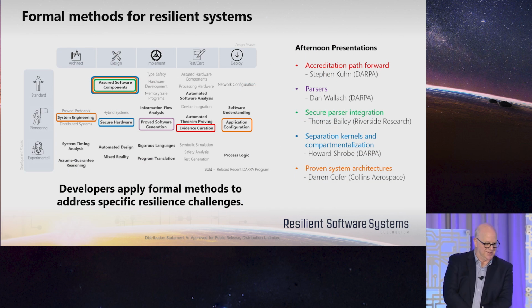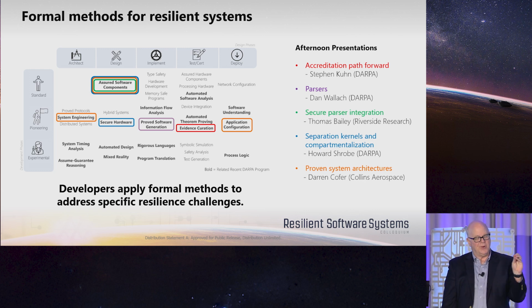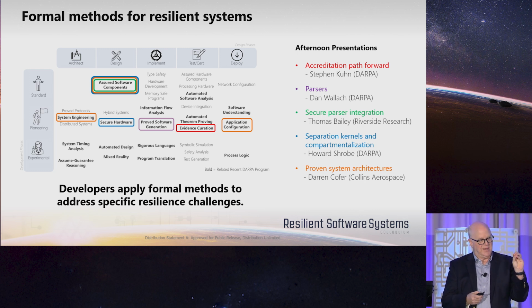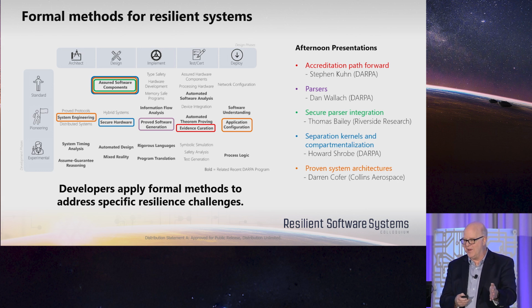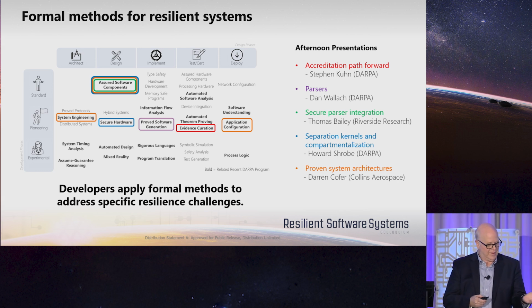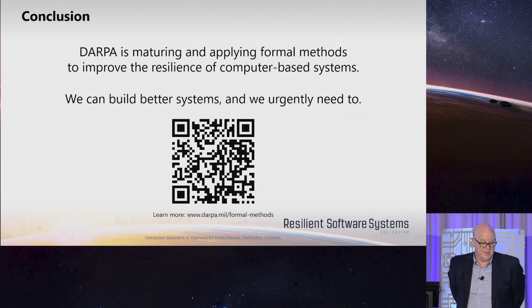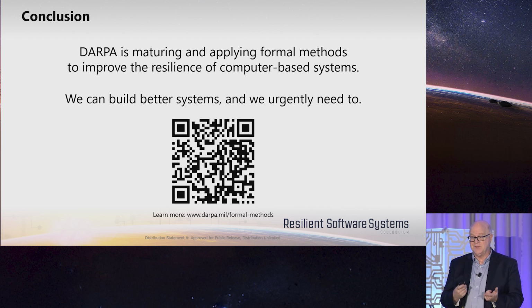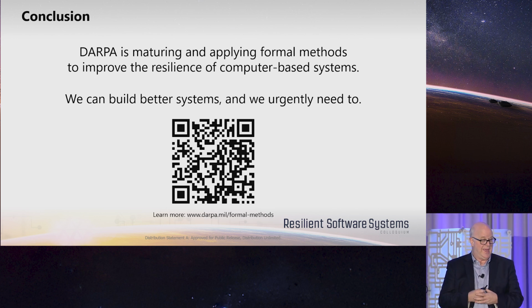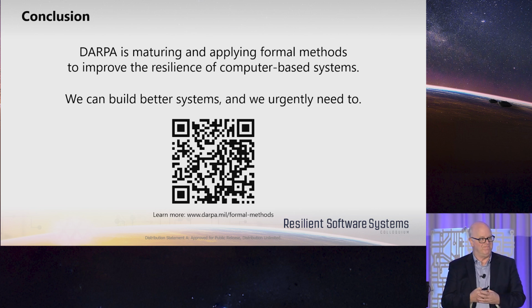And so just to summarize, you heard several presentations that focus on transitionable technologies that are mostly in this pioneering phase of development, where we think that they're ready to go and ready to have a big impact on real systems today. So just to wrap up, DARPA is maturing and applying formal methods to improve the resilience of computer-based systems. And we can build better systems, and we very much urgently need to.